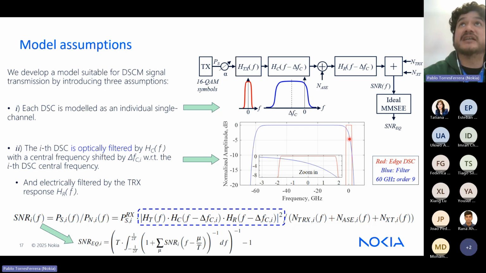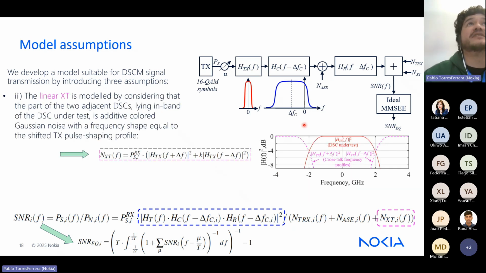For instance, an edge subcarrier will experience a very strong filtering here, coming from this very shape characteristic at the edge of the filter, while a central subcarrier here will see a flat filtering. So this is one of the two assumptions of the model.